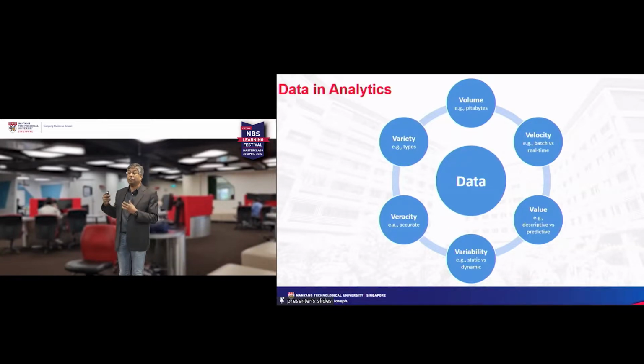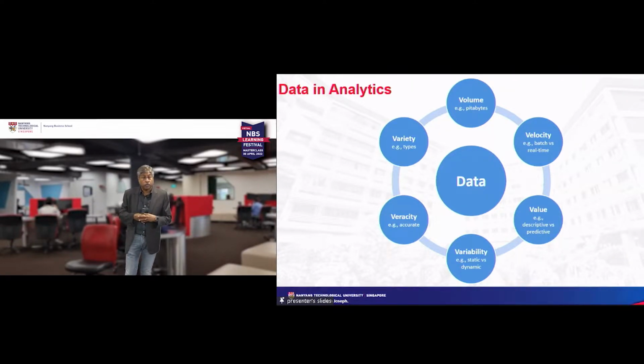The next is velocity. Velocity is the speed at which information comes in. Information can come in very fast to an organization, almost in real time. That's what happens with a lot of your social media platforms. Data comes in almost continuously. In other situations, information is batched and processed when there is time on a server or an IT system somewhere. So there are different ways with which data flows into an organization.